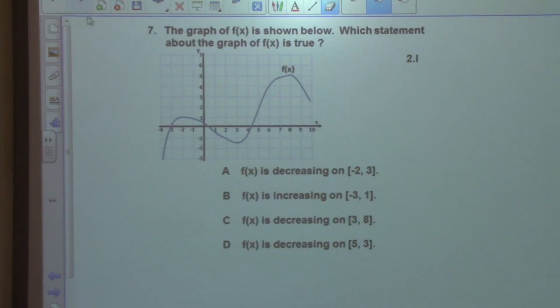So really the first page, those 1 through 6, were pretty easy problems. I hope you did really well on that page. And this one, I think.